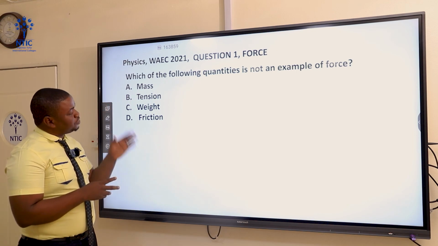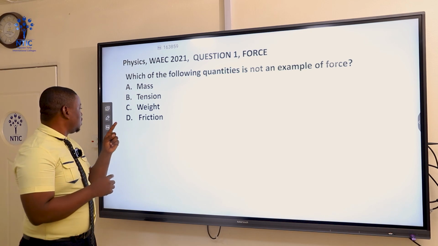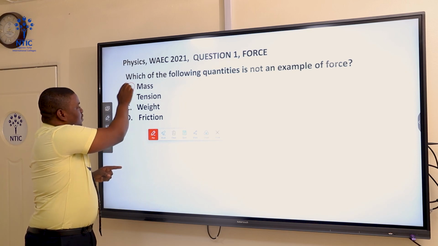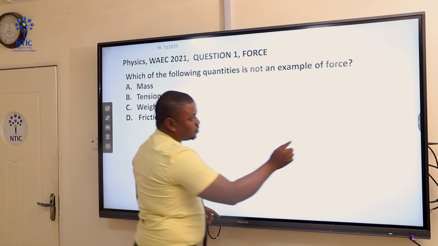So from the options, you can see the only one that is not a force here is mass, which is the quantity of matter a body contains. So the answer is mass. So let's move on to the next one.